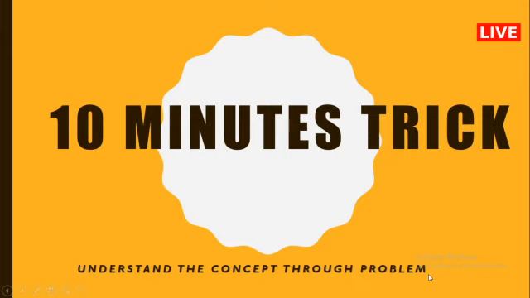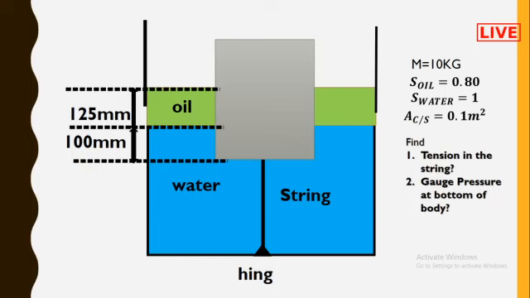Today we are going to discuss a problem which you can solve within 10 minutes. In this problem, a block has been attached by a string inside a liquid, and there are two kinds of liquid: the first one is oil, the second one is water. This block has been attached by a string at the bottom part. This is the container in which the liquid is there, and the string is hinged at point O.